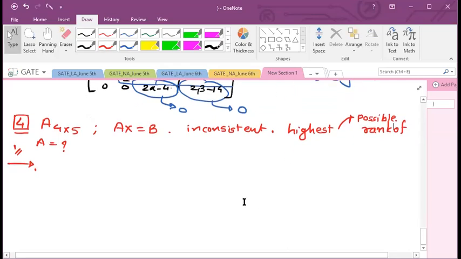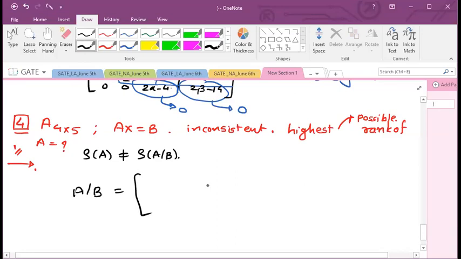Okay. So see over here. If A is a 4 by 5 matrix and this system is inconsistent, so what is the condition for inconsistency? Inconsistency means it is having no solution. That means rank of A is not equal to rank of A augmented B. Your rank of A and rank of A augmented B both are not the same. So if I write A augmented B over here, since A is a 4 by 5 matrix, definitely it contains 4 rows, and 5 columns, 1, 2, 3, 4, 5, and 1 column vector, it is B.